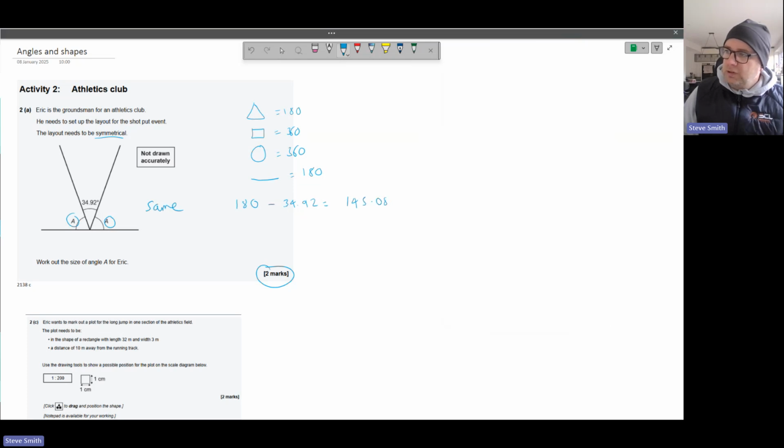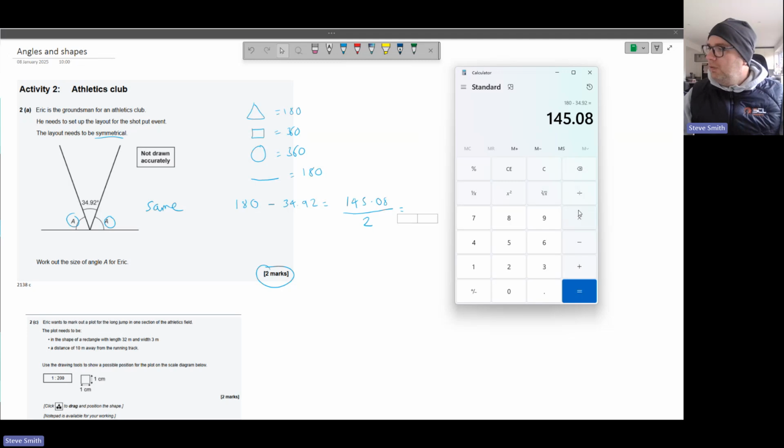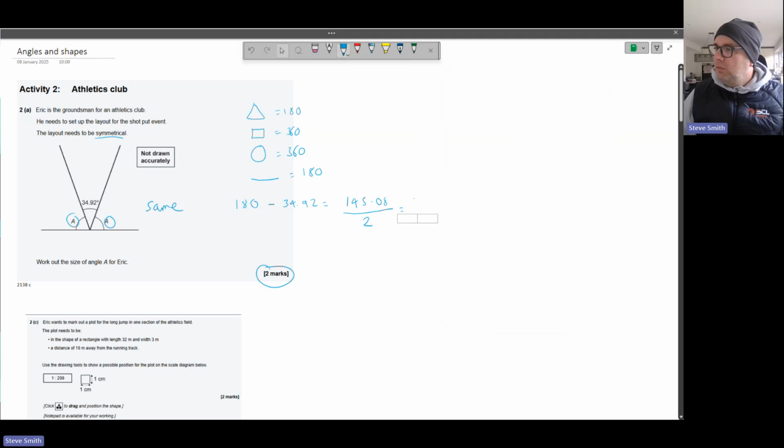145.08, and because it said it is symmetrical, we know that these two are the same. Therefore, if we divide that number by 2, we'll have 2 angles that are the same. So let's pop our calculator back up. Divided by 2 equals 72.54. So that angle there, the size of angle A for Eric, is 72.54.